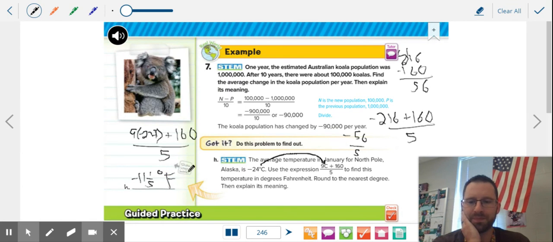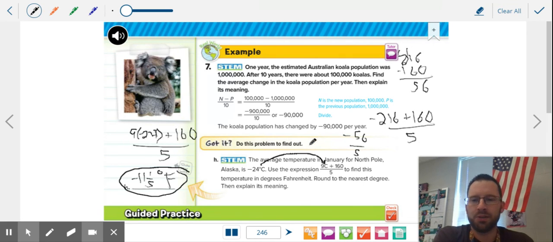Don't forget your label. Circle your answer for word problems. Any other time you have an answer, make sure you're showing your work. Anytime you have work to show, don't skip that step. And you are done.